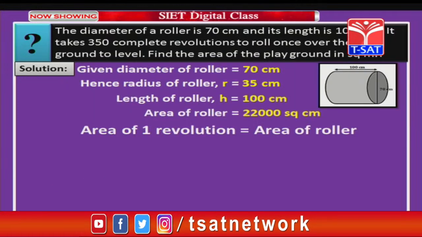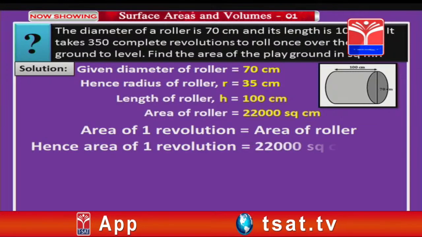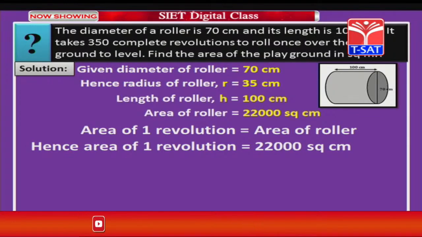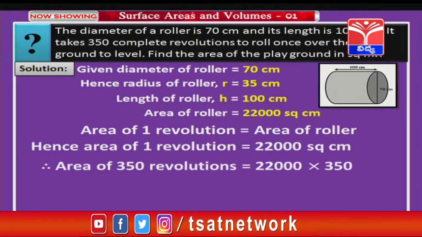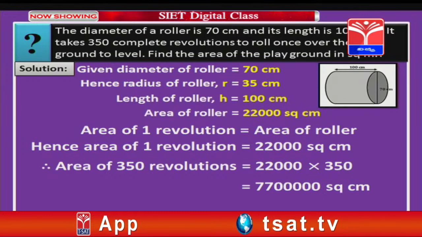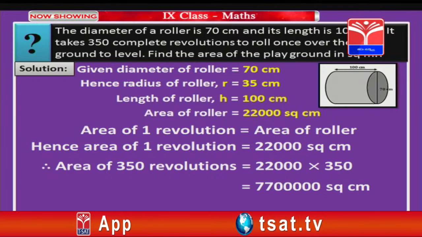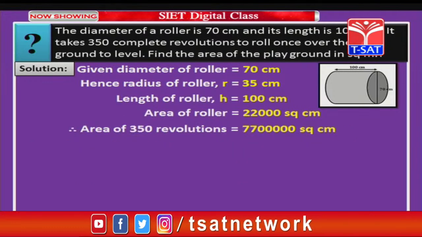Now, if the roller is rotated one revolution, that is nothing but the area of the roller. So, we can write it as area of one revolution equal to 22,000 square centimeters. But if you notice, there are 350 complete revolutions, right? So, how much area does it cover? Yes, 22,000 into 350. On multiplying them we get the number as shown, but it is in square centimeters, right children? But we need to convert it into square meters. So, what are we going to do?